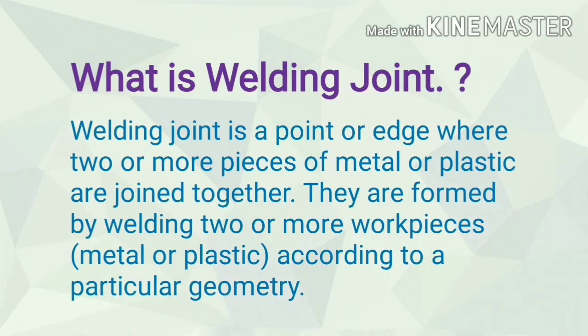What is the welding joint? Welding joint is a point or edge where two or more pieces of metal or plastic are joined together. They are formed by welding two or more work pieces, metal or plastic, according to a particular geometry.